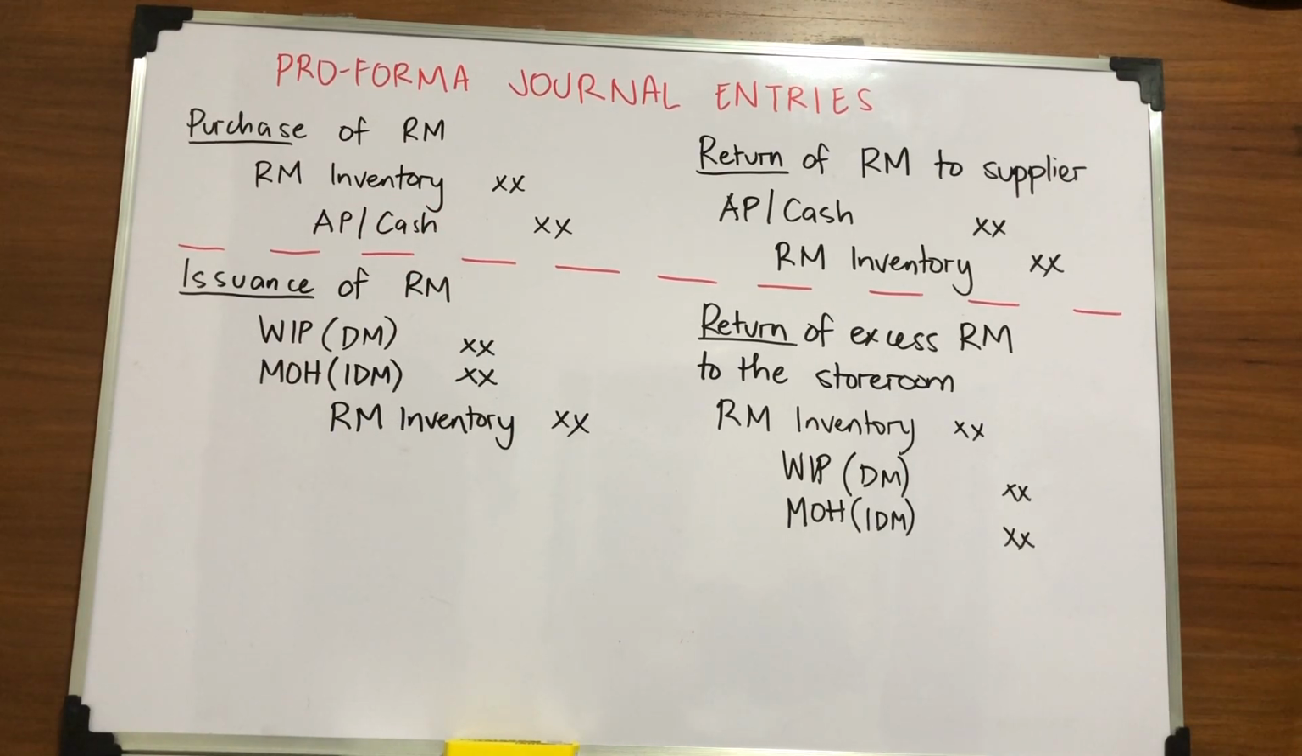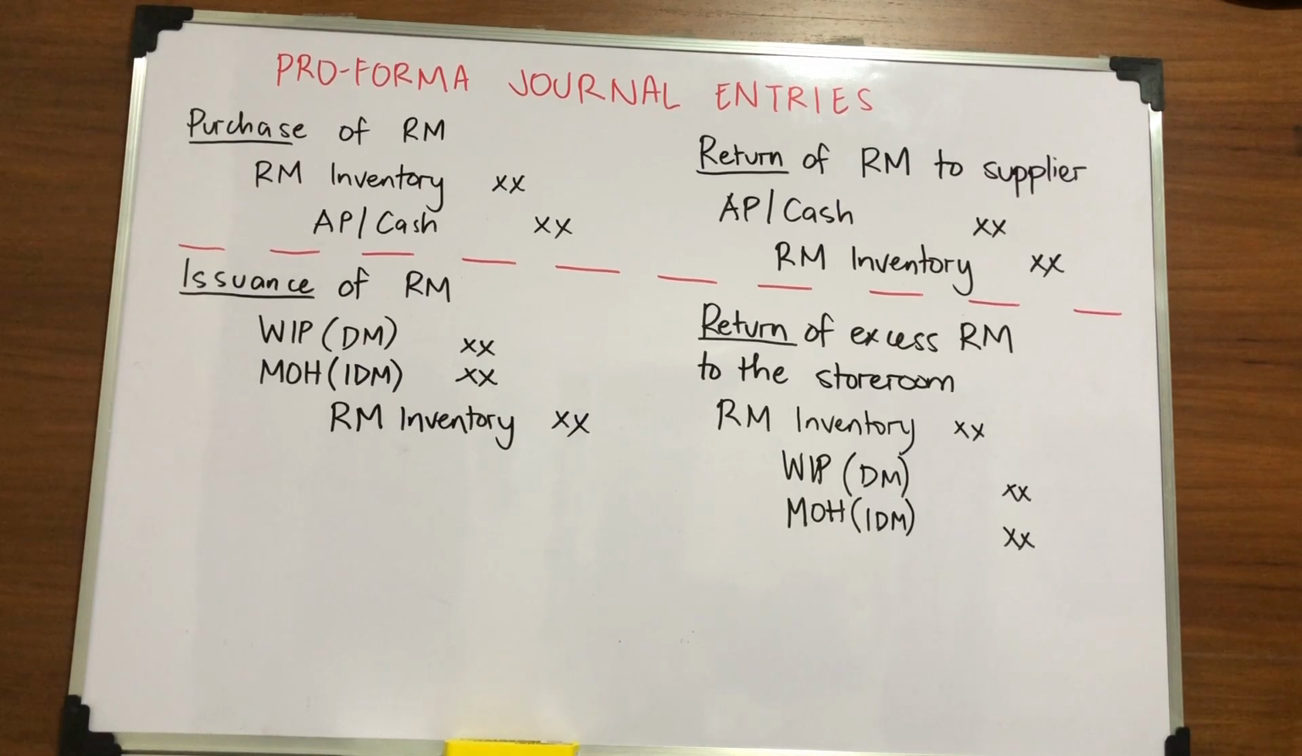When the time comes that you have to convert your raw materials into finished goods, it will be transferred into the work in process account. So when raw materials are issued to production, you credit your raw materials inventory, okay, and you debit your work in process for direct materials and any manufacturing overhead that relates to indirect materials. Raw materials are transferred from the warehouse to the production department.